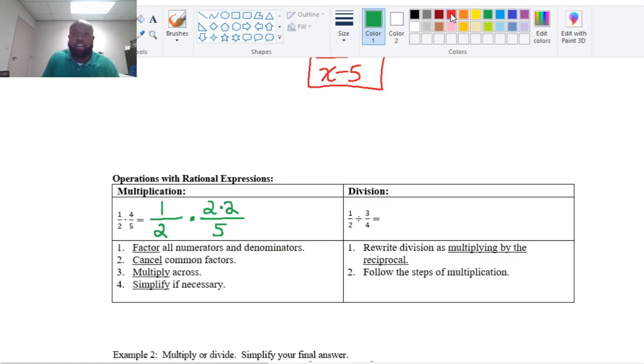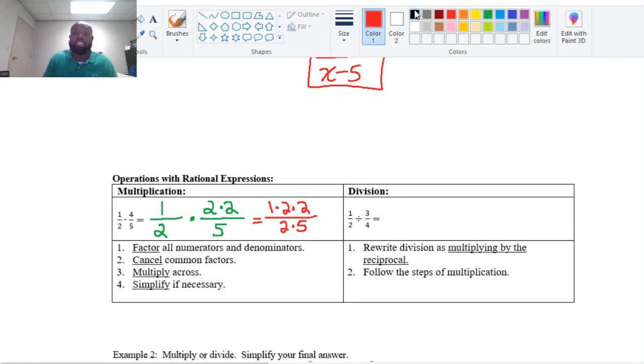Once they are in factored form, notice that when you multiply, you can multiply all the way across the numerator and all the way across the denominator, right? But before I do that, so that I don't have to do so much multiplication, I'm just going to write it this way: 1 times 2 times 2 over 2 times 5, right? Because we can multiply across the top and we can multiply across the bottom, all right?